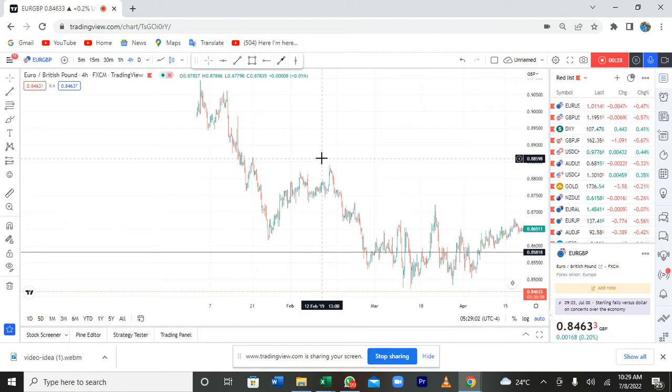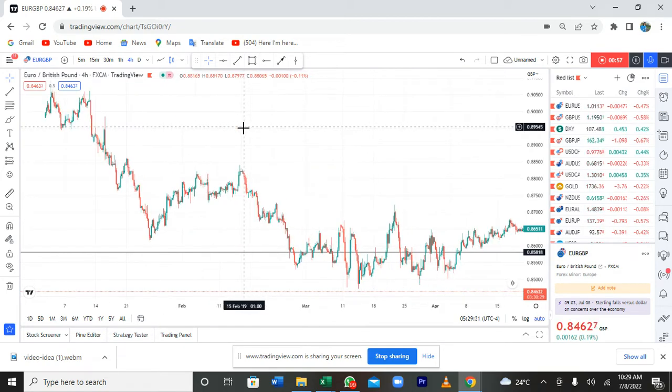When we talk about demand and supply, demand zones are zones on the chart where we can find a lot of buyers. And supply zones are zones on the chart where we can find a lot of sellers. In short, demand zones are zones with a lot of buyers, and supply zones are zones with a lot of sellers.